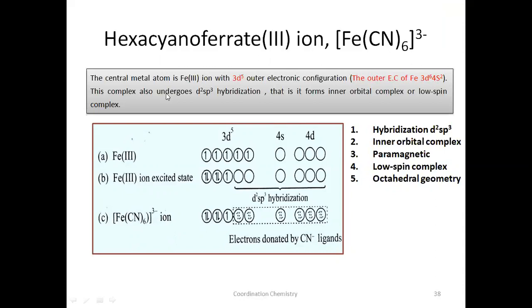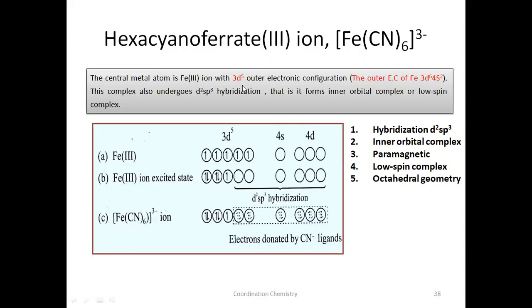Now let us see the valence bond theory. According to valence bond theory, the central metal atom, that is iron, should provide vacant orbitals equal to the coordination number. If you see this complex, the coordination number is equal to the number of ligands, that is 6. Coordination number is 6. So iron should provide 6 vacant orbitals to form coordinate covalent bond with these ligands.